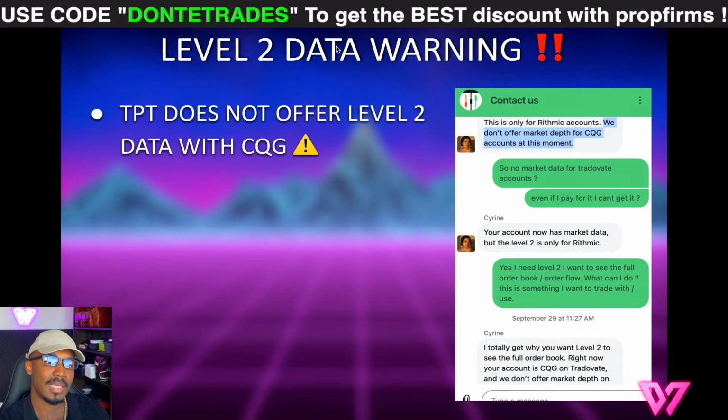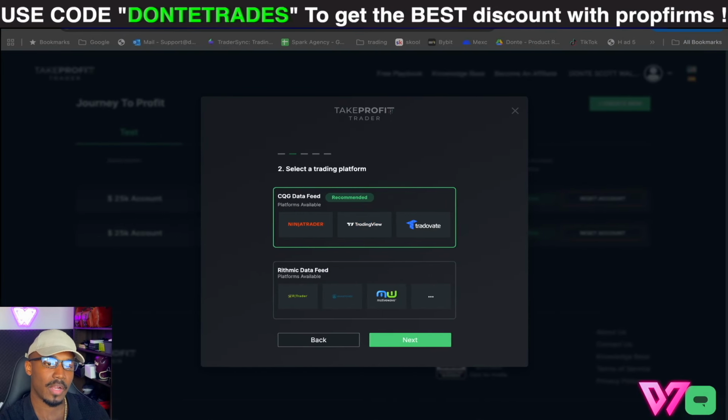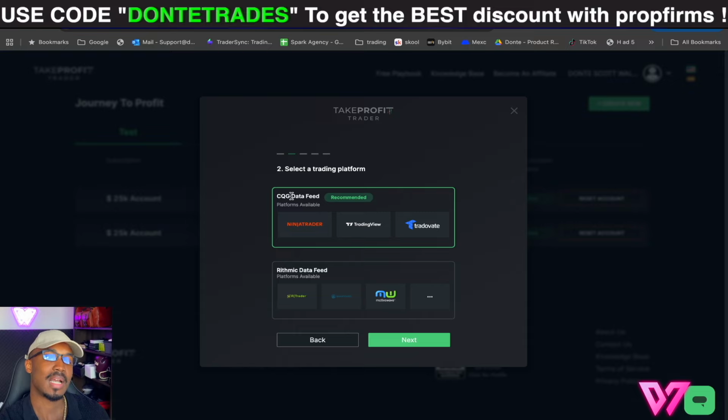TPT does not offer level 2 data with CQG. And if you don't know what level 2 data is, which probably 70 to 90% of you don't, worry, this actually isn't necessary. But if you're someone who trades the depth of market or the DOM and you need that level 2 data, you just need to be very aware that this is not even offered with the CQG accounts. You can't even buy it. It's just not an option, right?